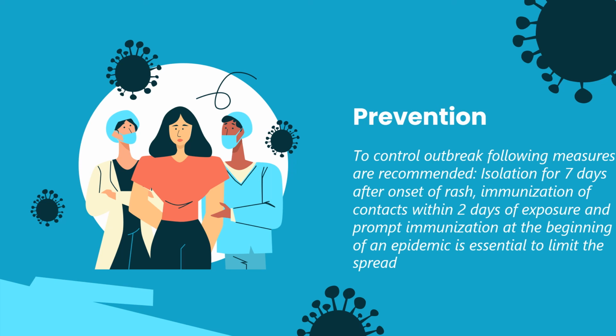Prevention. To control an outbreak, the following measures are recommended. Isolation for 7 days after onset of rash, immunization of contacts within 2 days of exposure, and prompt immunization at the beginning of an epidemic are essential to limit the spread.